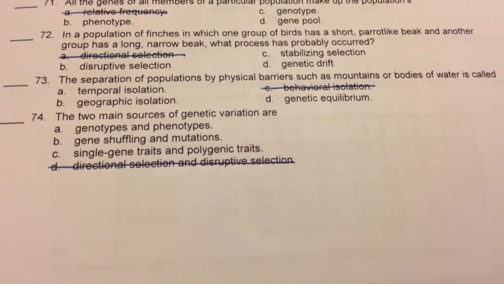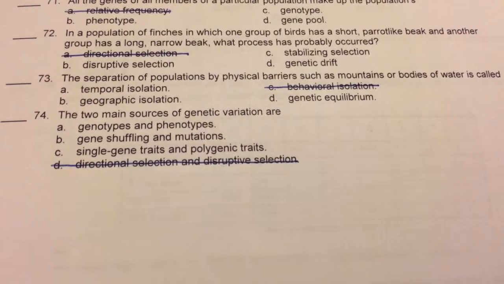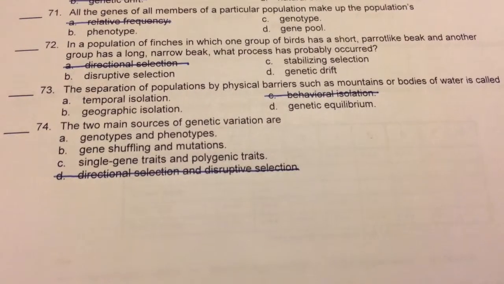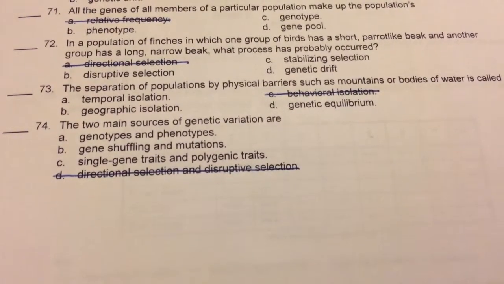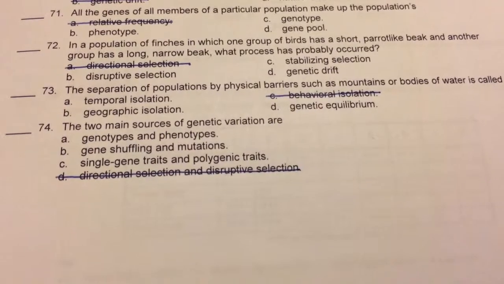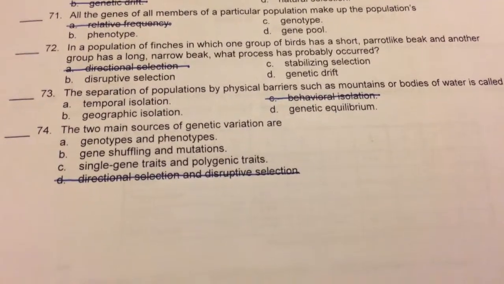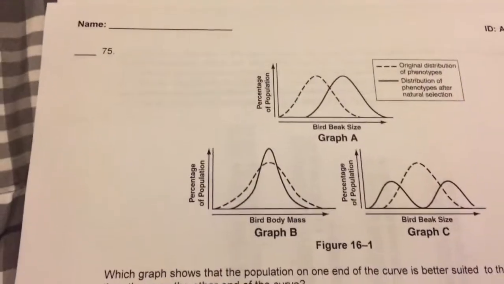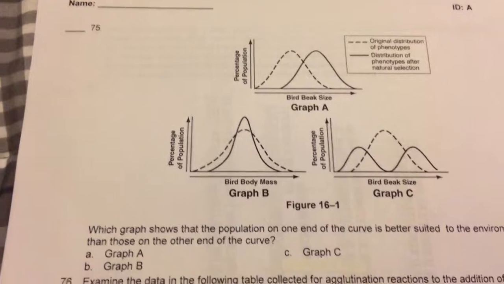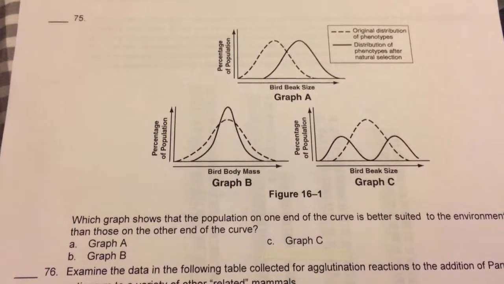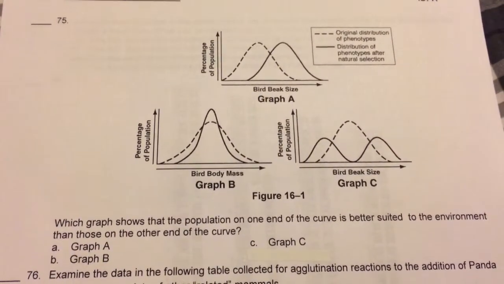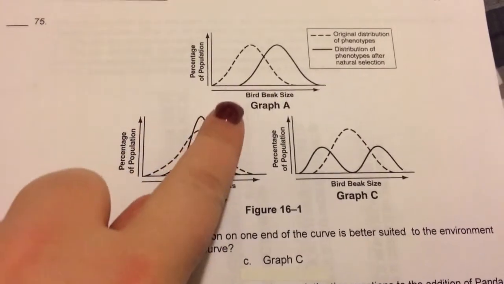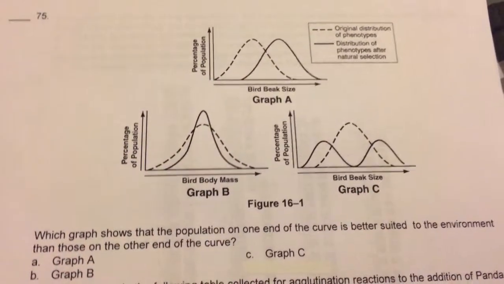74. The two main sources of genetic variation are A. Genotypes and phenotypes, B. Gene shuffling and mutations, or C. Single gene traits and polygenic traits. 75. Which graph shows the population on one end of the curve is better suited to the environment than those on the other end of the curve? Graph A, Graph B, or Graph C?